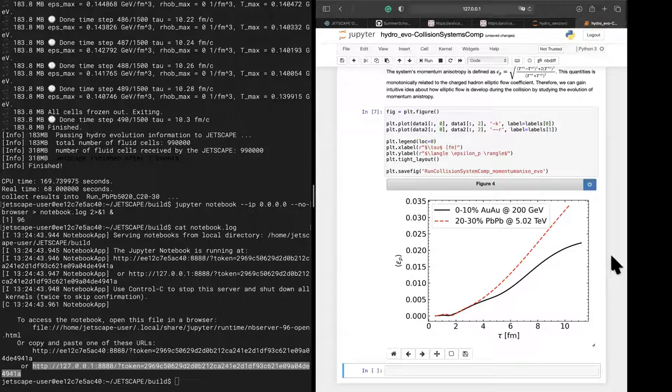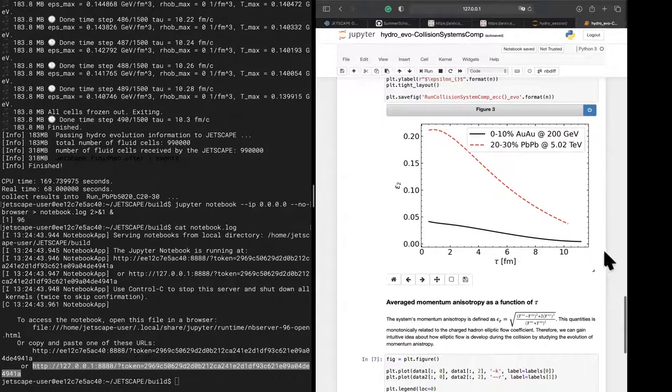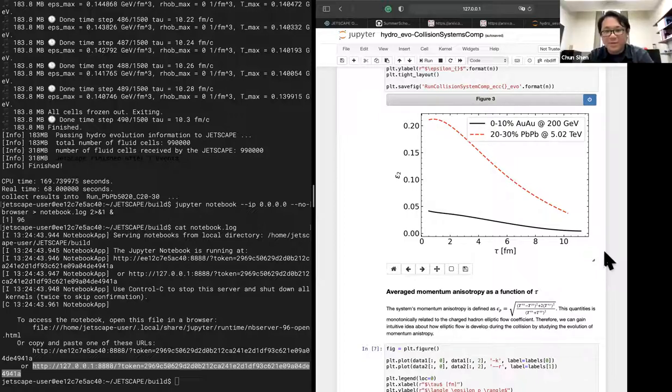Yeah, so I was wondering about this ellipticity plot. Of course, now that the two are different, if we were to consider gold and lead in the same centrality bin, would there be a substantial difference in the ellipticity, either at the start or at all?